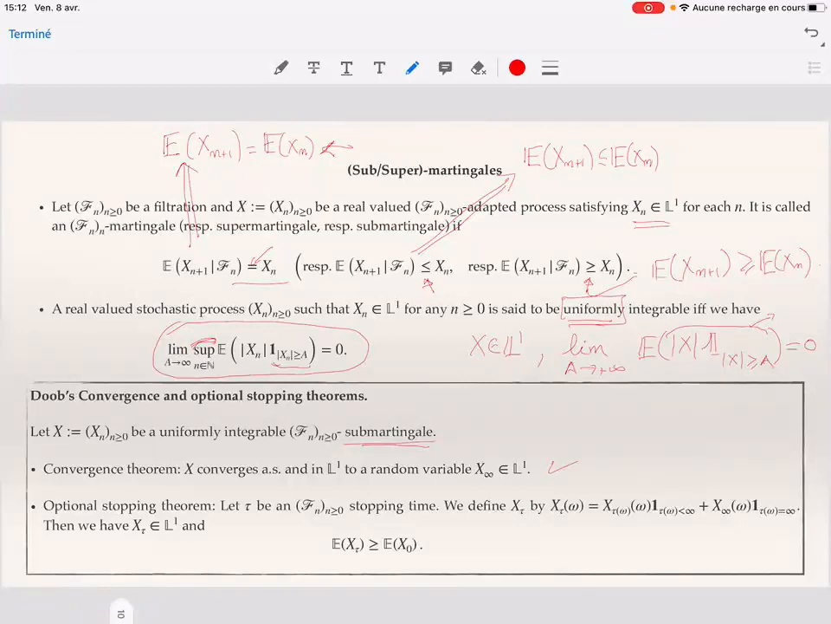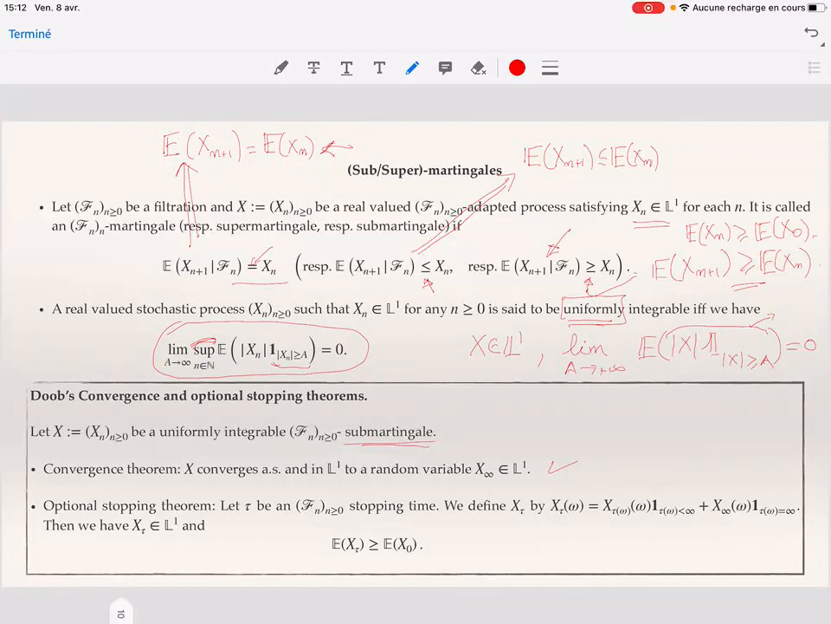It is important to have convergence of a sequence of random variables, very practical. And the second one is Doob's optional stopping theorem. It is for submartingales. When you have a submartingale, what we have seen is that the expectation of Xn+1 is bigger than the expectation of Xn. And if you do it step by step, you deduce by induction that the expectation of Xn is bigger than the expectation of X0.